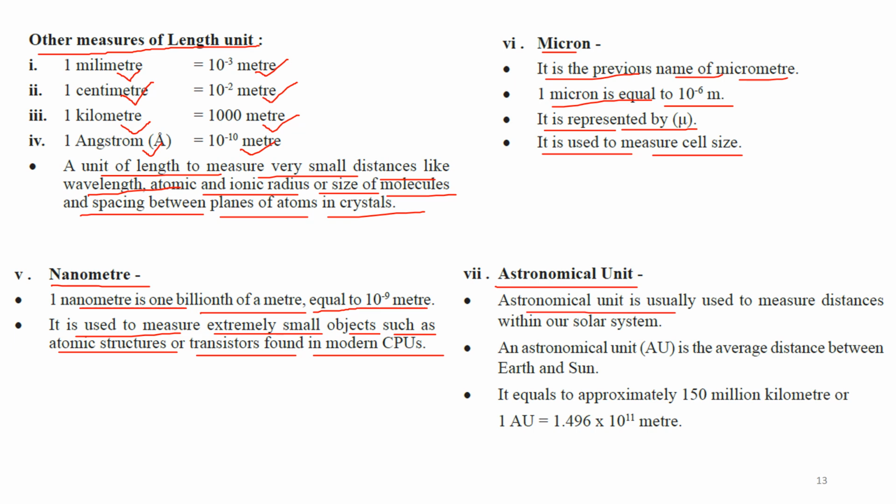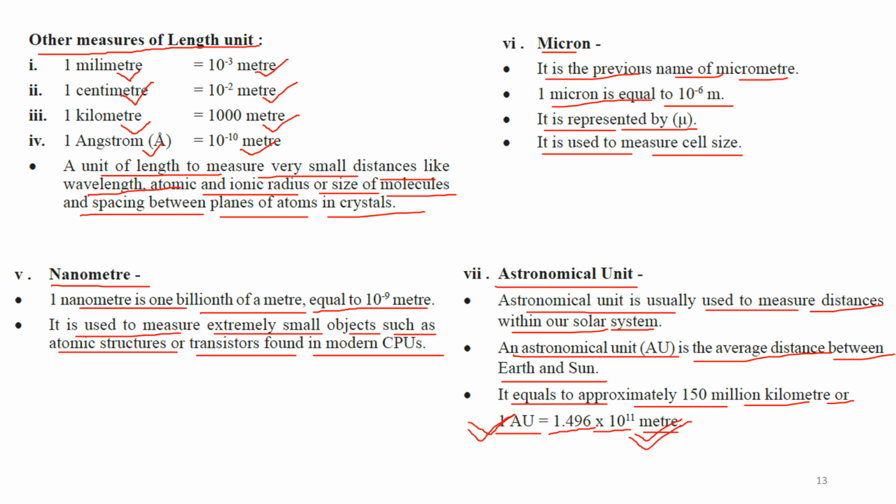Astronomical unit is usually used to measure distance within our solar system. ठीक है, काफ़ी large distance को measure करने के लिए use होता है. An astronomical unit, AU, is the average distance between the Earth and Sun. It is equal to approximately 150 million kilometers. ठीक है, so 1 AU is, ये आप याद रखिएगा, ये पूछ सकता है एग्जाम में.